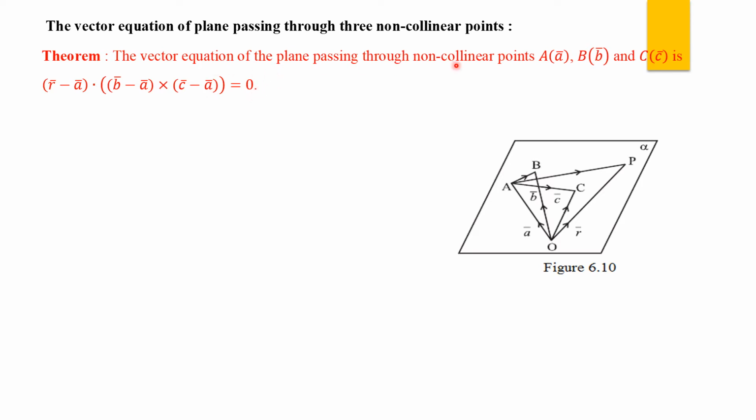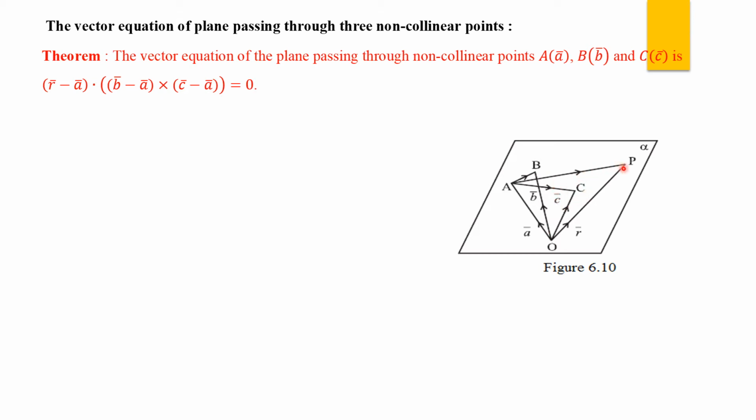We have to find the vector equation of the plane passing through the 3 points. Suppose this is the plane passing through the 3 points. Here are the points A, B and C with position vectors. Suppose here is origin O. Then the position vector of A is small a bar, of B is small b bar, and of C is small c bar. We have to find the equation of the plane passing through these 3 points.